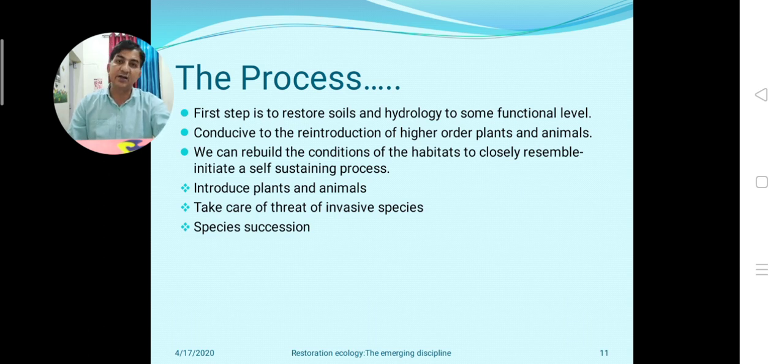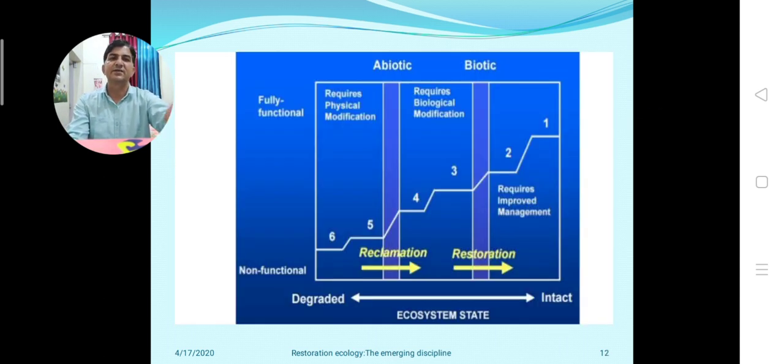We can rebuild the conditions of the habitats to closely resemble the original, initiate a self-sustaining process, introduce plants and animals, take care of threats of invasive species, then species succession. Then succession would bring in the forces that, via natural processes, would increase.